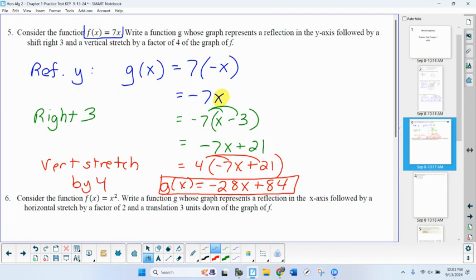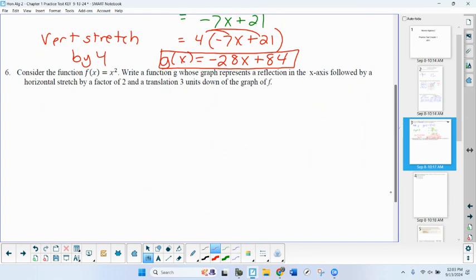You got to show some work there. The more work you show on your test, the more partial credit I can give you. Keep that in mind. All right, let's look at the next one.